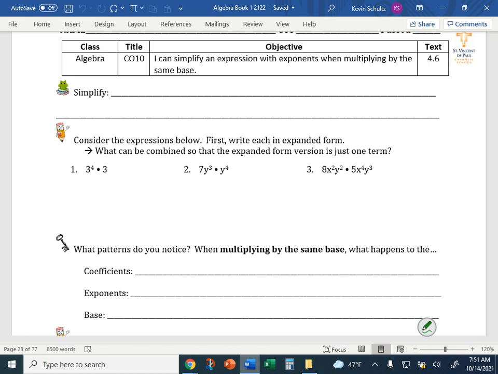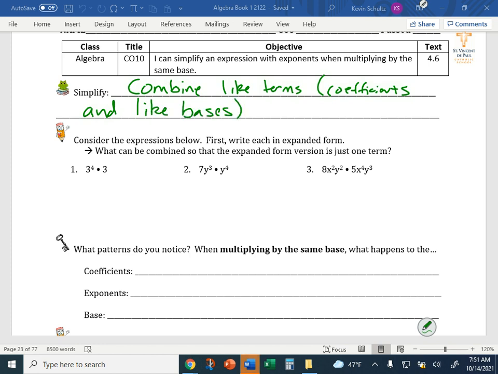Basically, what we're looking to do is combine like terms. And what we're focusing on here is coefficients and like bases. Coefficients and like bases are what we are going to be really focusing on today. So to simplify, combine like terms, coefficients, and like bases.